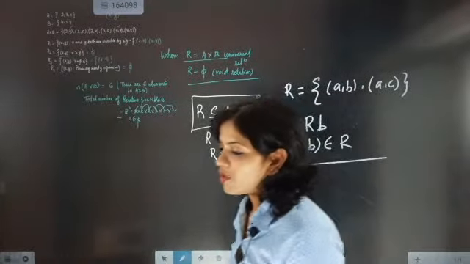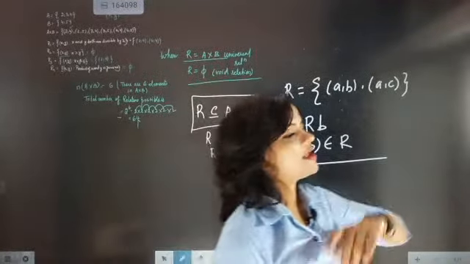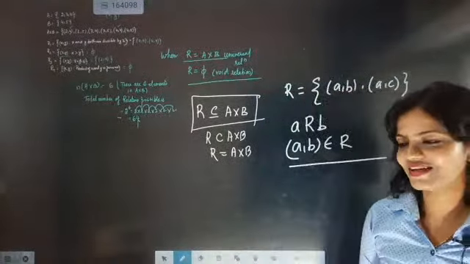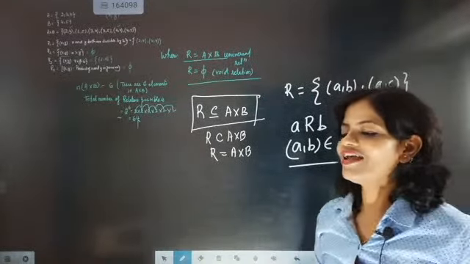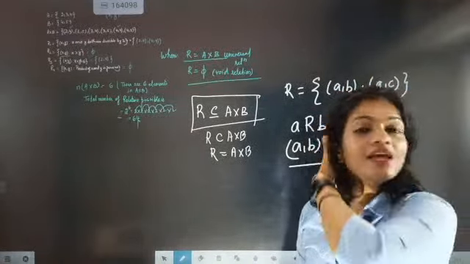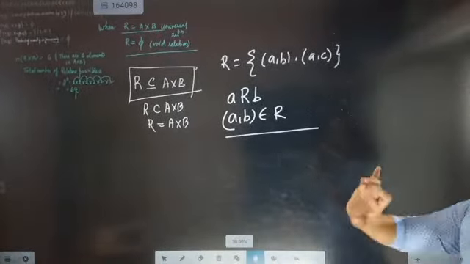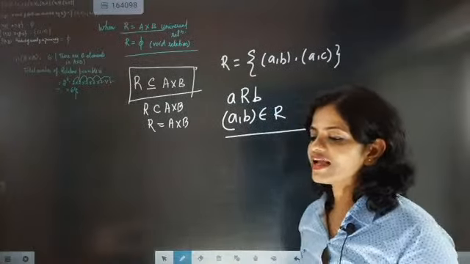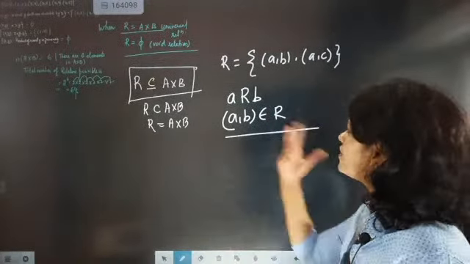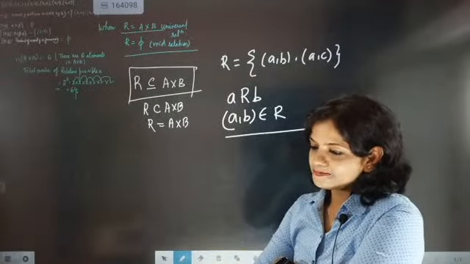Because we know one very important point that an element belongs to a set. So once an element is belonging to a set, I hope you have understood this point, that A is related to B. We are exactly saying it as A is related to B, or AB belongs to R.